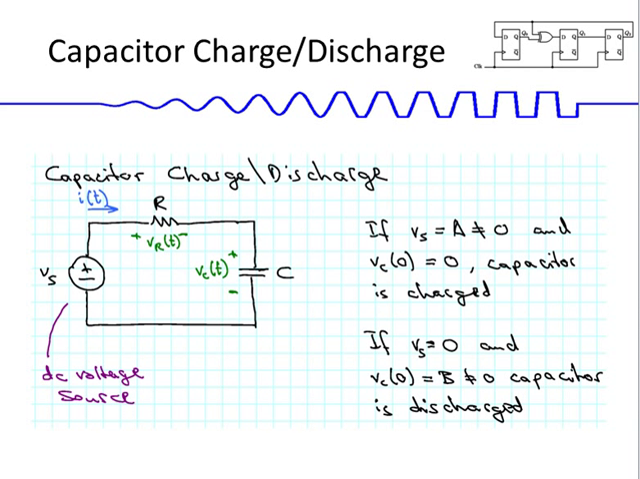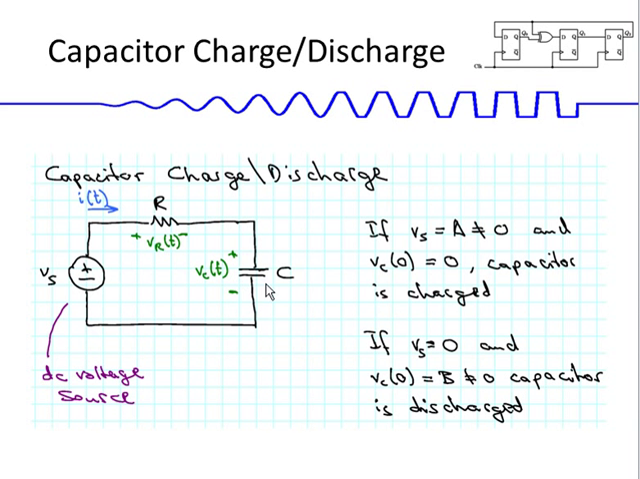Capacitors can be charged and discharged. Typically, you charge or discharge them through a resistor, which limits the current. If that voltage source, which we assume is a DC voltage source, has some positive or negative voltage, something non-zero, then current will flow through that resistor and the capacitor will be charged.